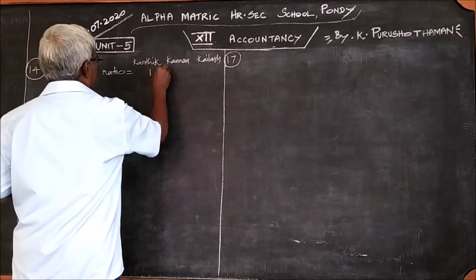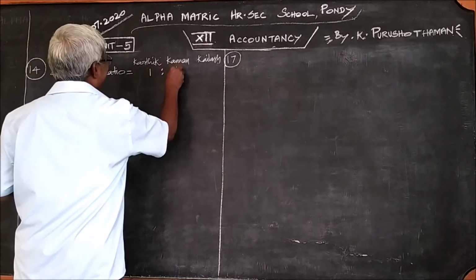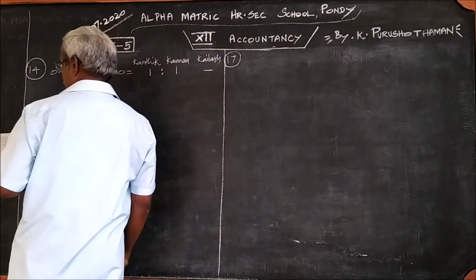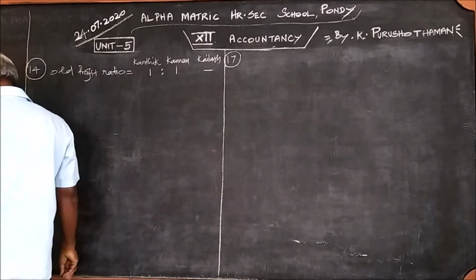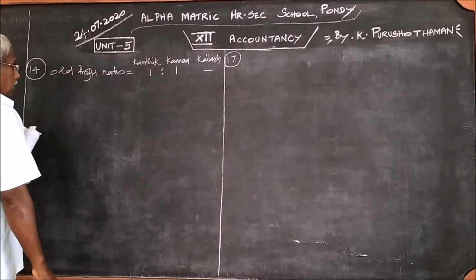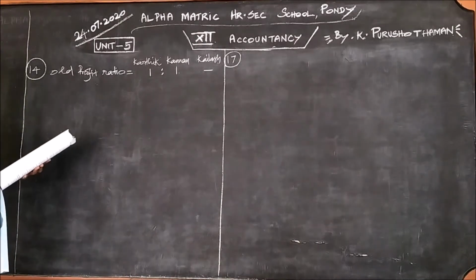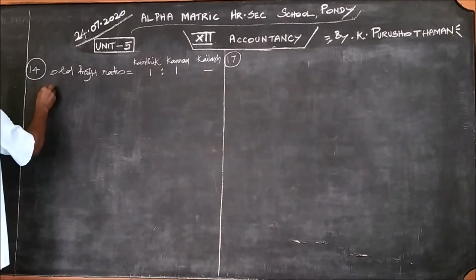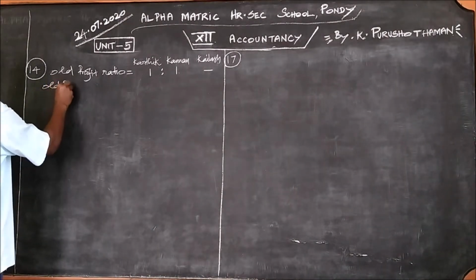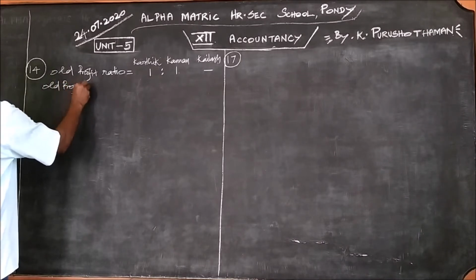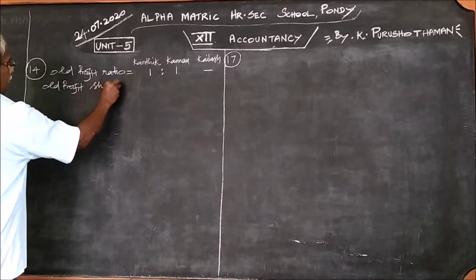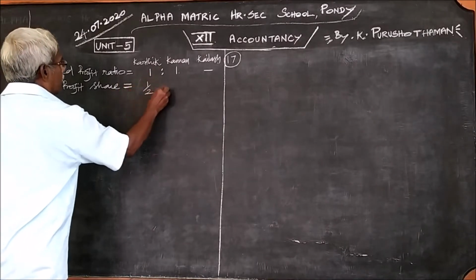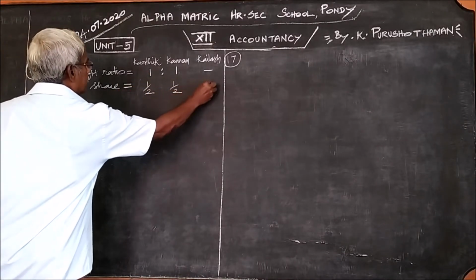Karthik and Kannan, because they are equal partners, you should remember. This ratio is not given in the problem, but they are equal partners. Therefore, we are writing it 1:1. Therefore, old profit share: one plus one, 2, that is 1/2, 1/2.